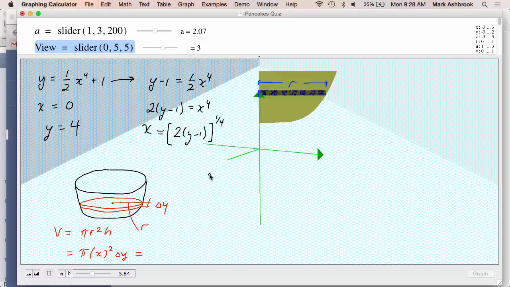The radius of our pancake is the length of the strip. The length of the strip is the x-coordinate on that curve, in terms of y, which is what you get when you solve y equals 1/2 x to the 4th plus 1 for x. So it's going to be pi times x, which is 2 times y minus 1, all to the 1/4, and that all squared. That's the radius squared, delta y. So there's our setup work.